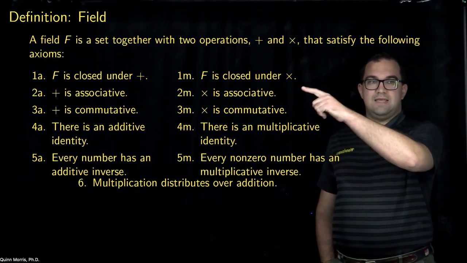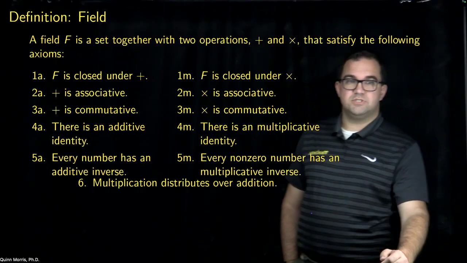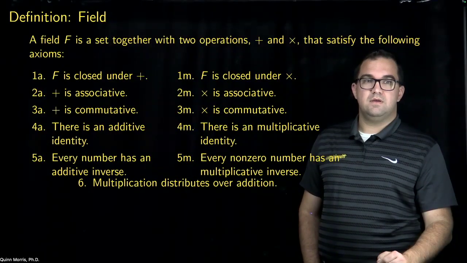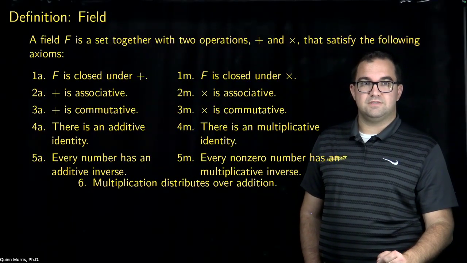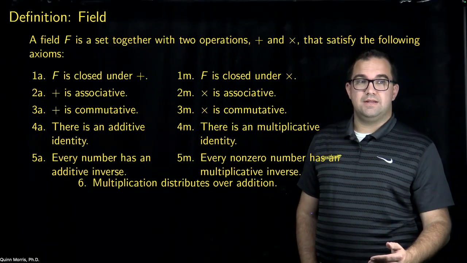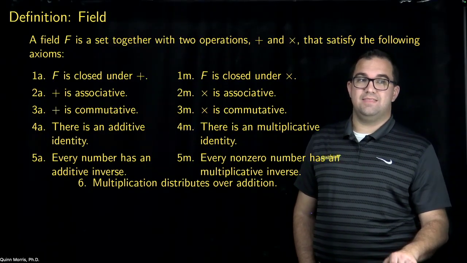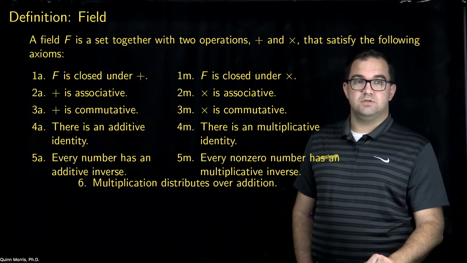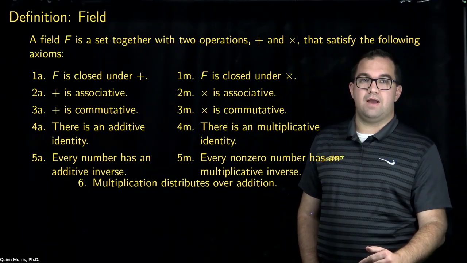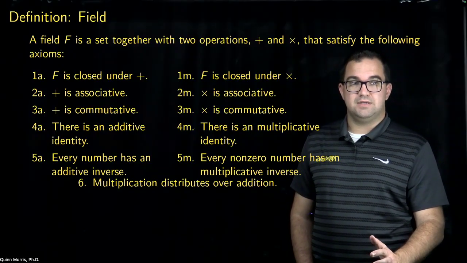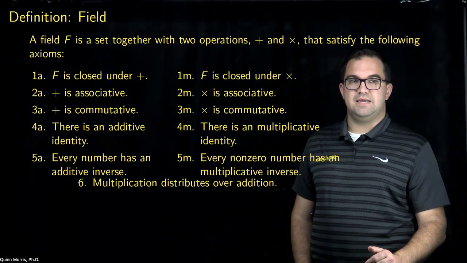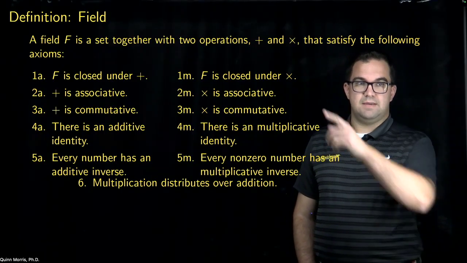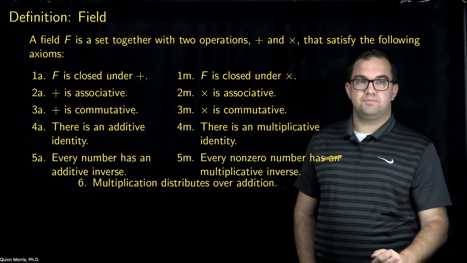2A and 2M say that each of our operations are associative. So addition is associative and multiplication is associative. That simply means if we have three things, for example, that are added together, it does not matter whether we add the first two and then add the third, or whether we add the second two and then add in the first. So if we were to write this more formally, we might say quantity A plus B plus C is equal to A plus quantity B plus C. Same thing works for multiplication.